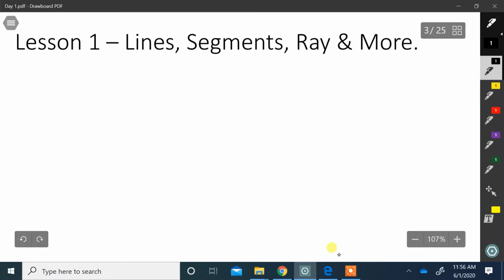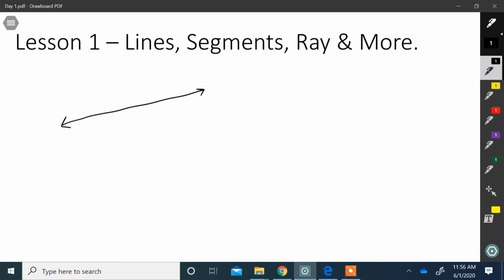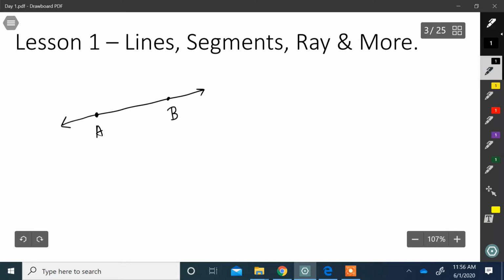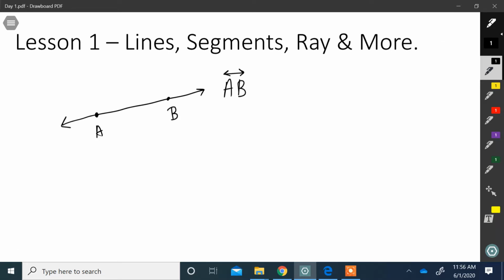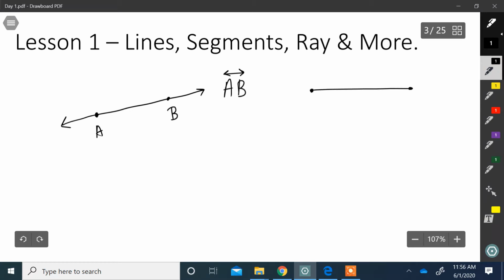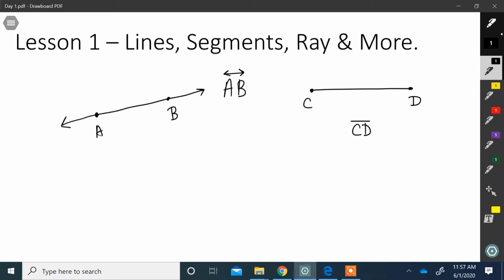We already know what a line is. A line is when you have something like this. A line is infinite, and if you have a point A and a point B, you can call that line AB. Okay, that's called a line. How about a segment? A segment has a starting point and an ending point. So let's say this is C and this is point D. I could notate this segment like this: CD, with a little line on top. This right here is called a segment.